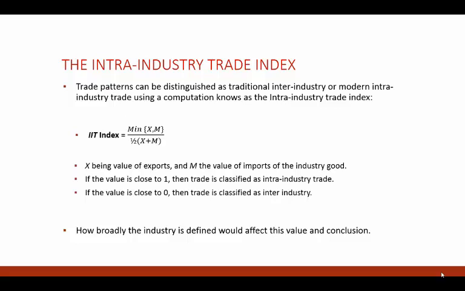The intra-industry trade index is given by the formula that divides the smaller of a country's exports or imports by the average of both. If the value obtained is close to 1, then the volume of exports and imports are deemed large enough to qualify this trade as being intra-industry.